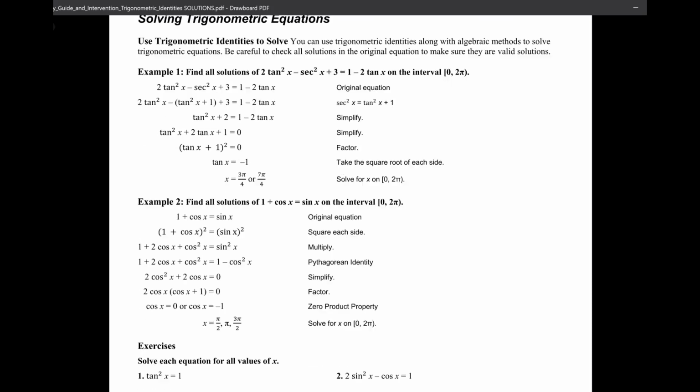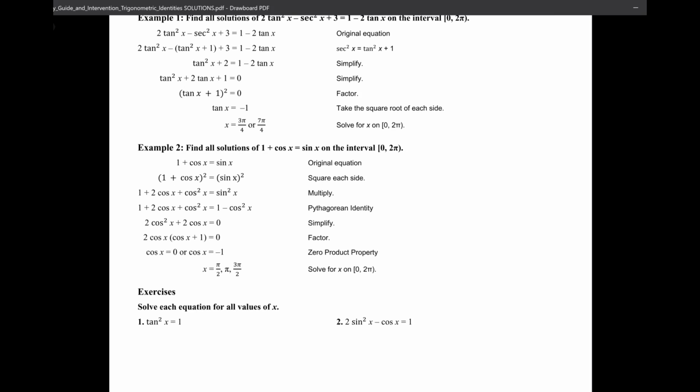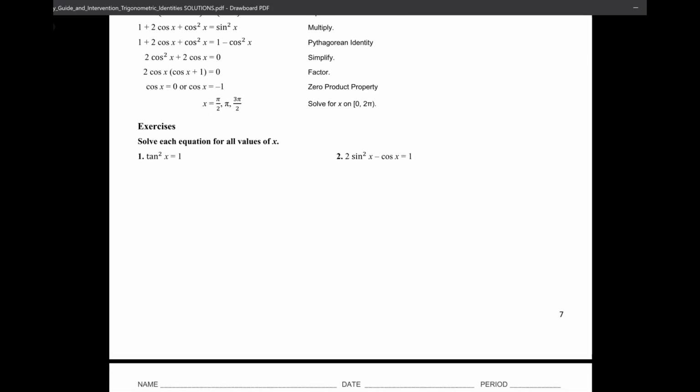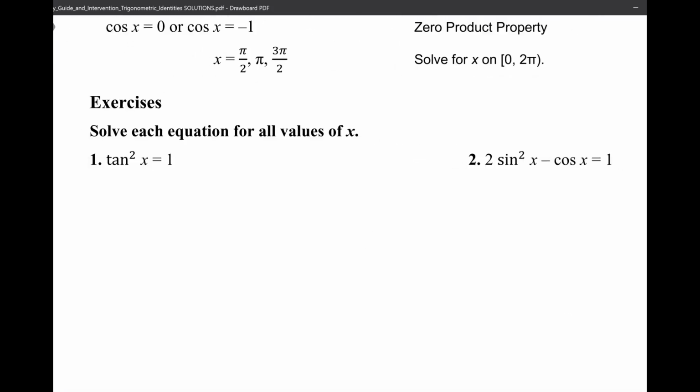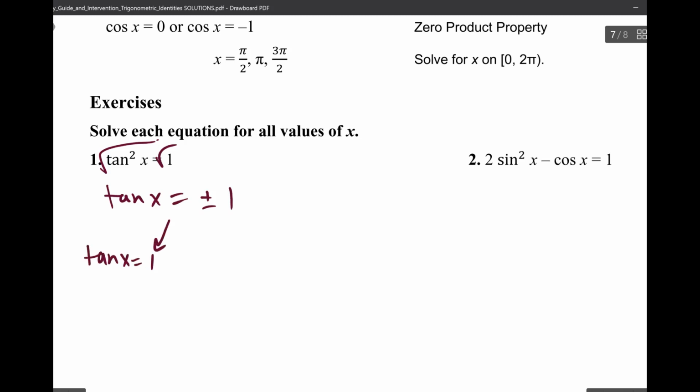So here we're going to be trying to find the values of x where the trig functions are equal to a certain number. For example, with this first one, we have tangent squared x equals 1. If I square root both sides, I get tangent of x is equal to plus or minus 1. So we could take this two ways. I can solve for when tangent of x is equal to positive 1, and I can solve for when tangent of x is equal to negative 1.